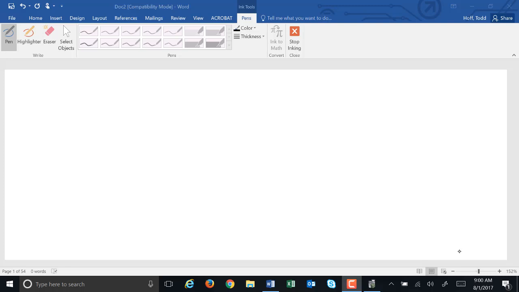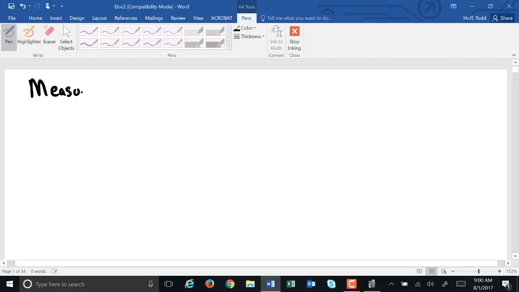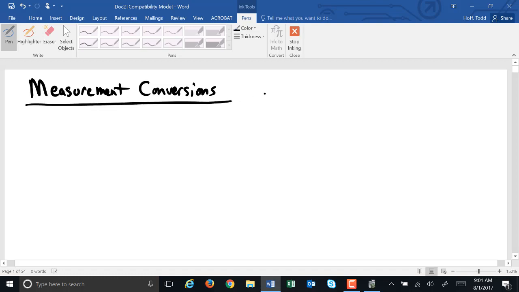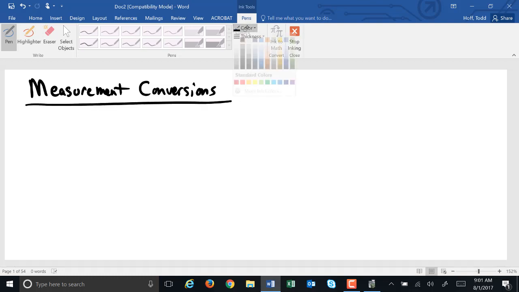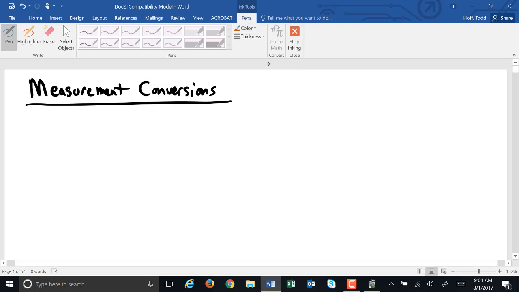With one that some students take for granted, and that's our measurement conversions. So when we're doing our measurement conversions, we have our standard measurements and we have our metric measurements. Let's start out with the metric measurements.